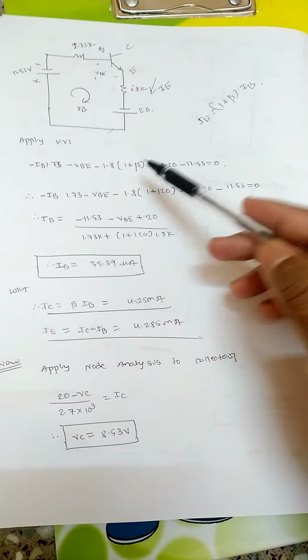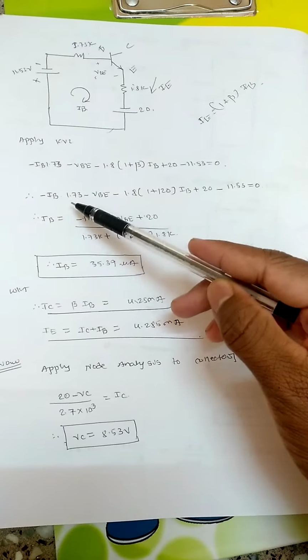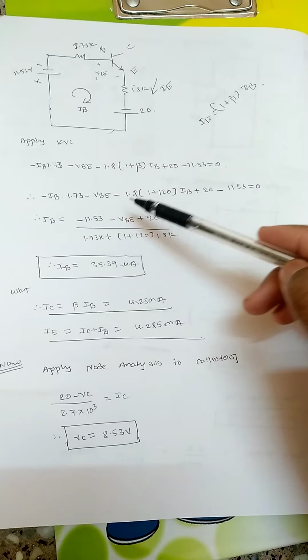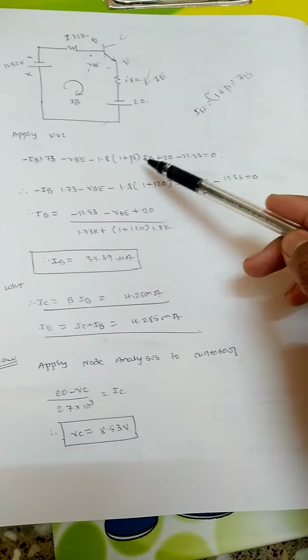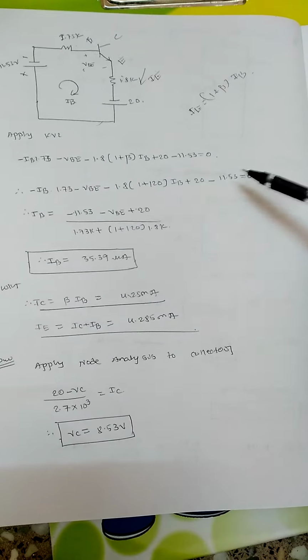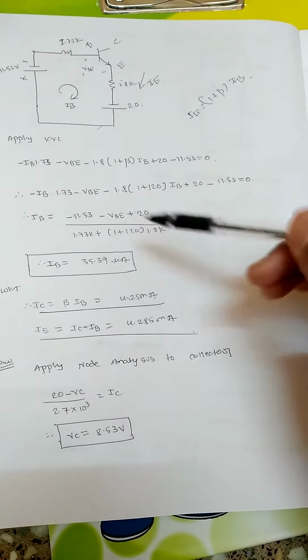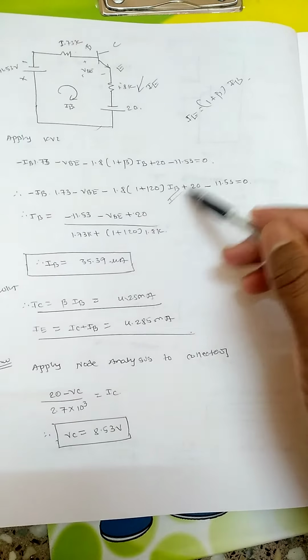Now substitute the beta value here. So minus IB into 1.73, and the rest of the terms will continue as they are. So 1.8 plus (1 plus beta value, which is 120). Alright, put this in. So we are left with only one unknown term, IB.